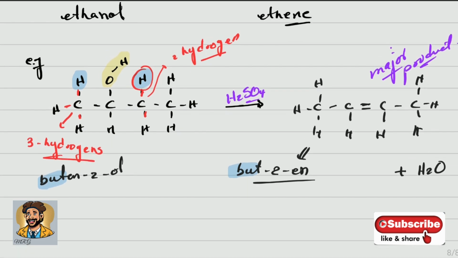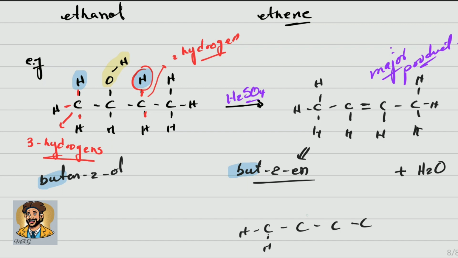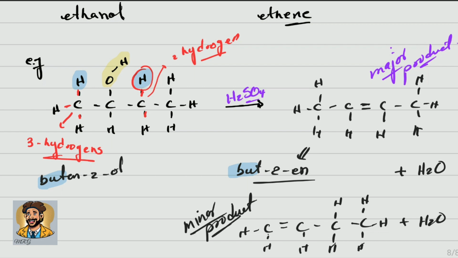However, you must also know about the minor product. The minor product will be formed when the hydrogen is taken away from the carbon that has more hydrogens, so it has less possibility of being formed. In that case the double bond will be there, in this specific way. And this is the minor product, also plus H2O, okay? Minor product. You don't have to focus on that one. You are going to do the major product.